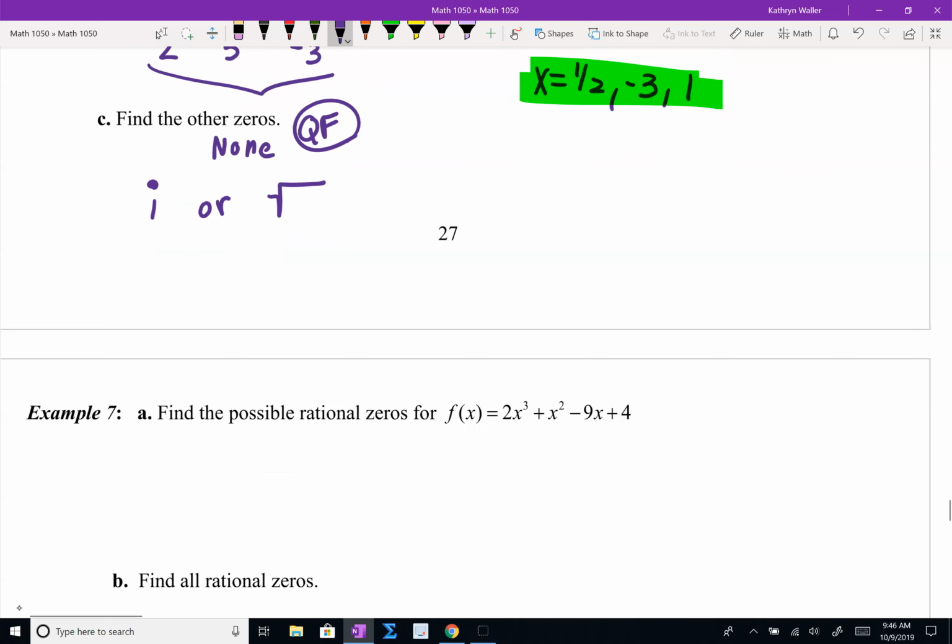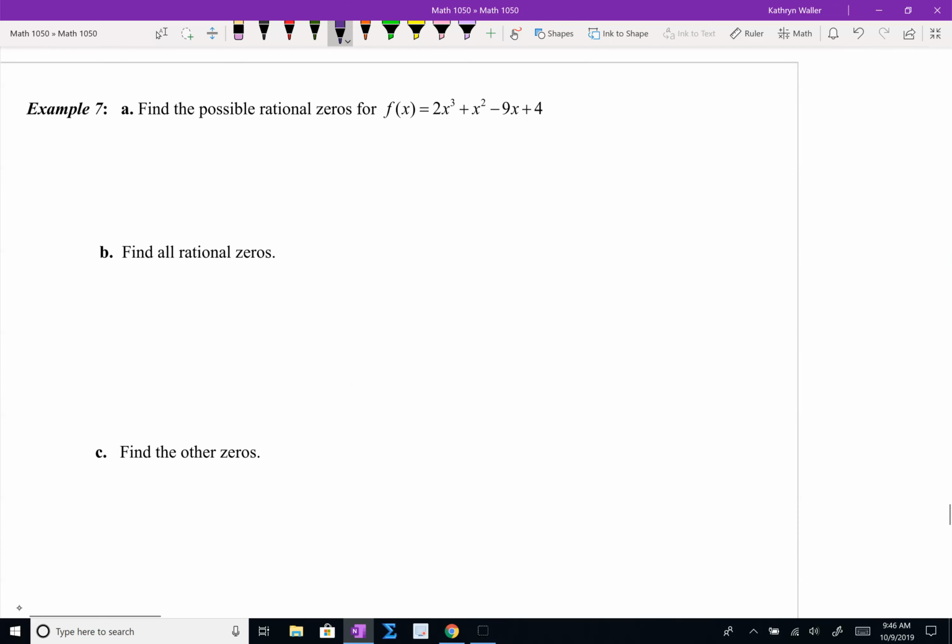Okay, here we go with question 7. Find all the possibles. Your constant is a 4. What goes into 4? 1 and 2 and 4. And those go on the top. One mistake that people make is they put it upside down. The constants go on the top. The leading coefficient is a 2. What goes into 2? 1 and 2. Please don't write it like that. You won't get any credit. Even if you put a plus or minus with parentheses, you still won't get credit.